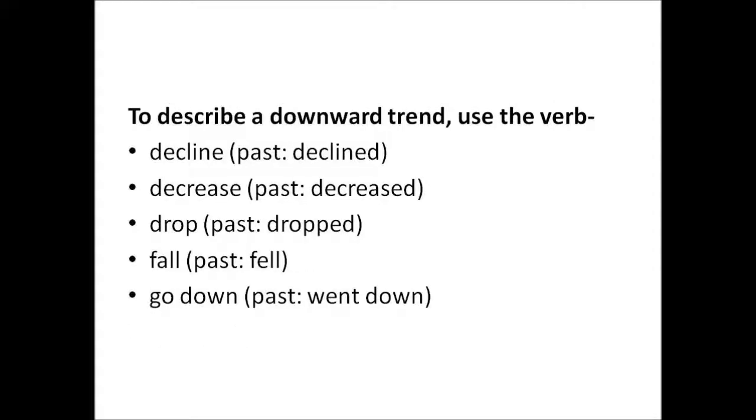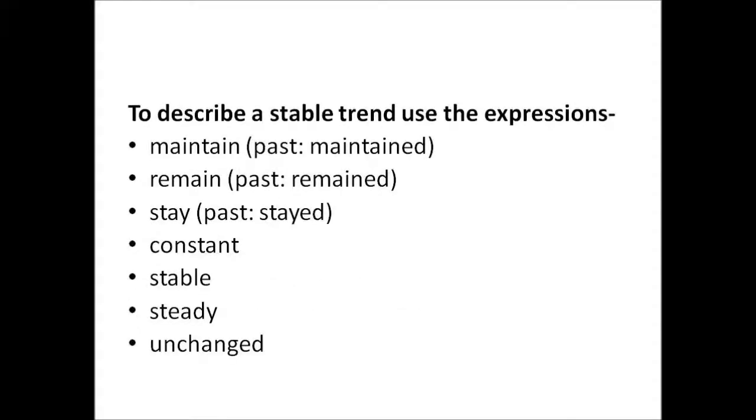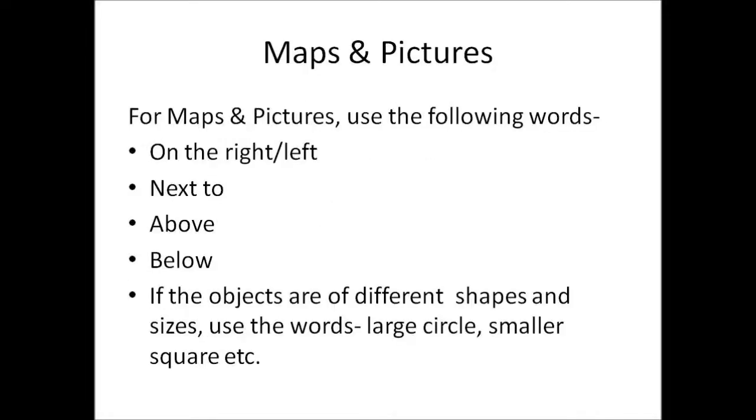To describe a downward trend, use the verbs decline, past tense declined. Decrease, past tense decreased. Drop, past tense dropped. Fall, past tense fell. Go down, past tense went down. To describe a stable trend, use expressions like maintain, past tense maintained, remain, past tense remained, stay, past tense stayed, constant, stable, steady, unchanged.